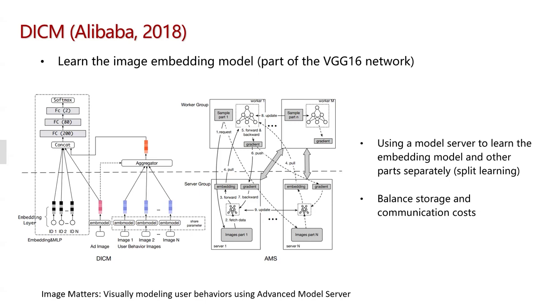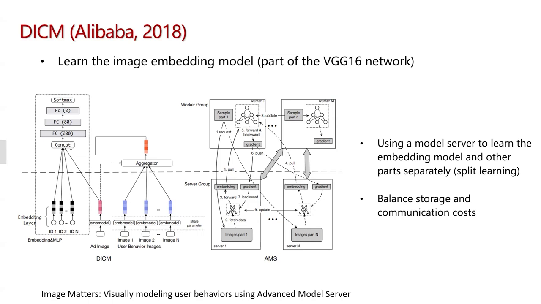So we can see that if we directly fine-tune such a large backbone along with the recommender system, we need to simultaneously handle the ad image and the user behavior image. And the user behavior image is actually a sequence of images. So the computational cost and the memory cost are very huge. So in fact, this paper proposed a model server to handle the model training.